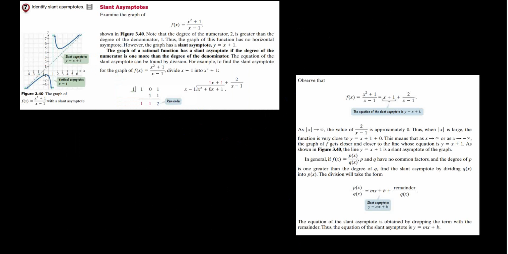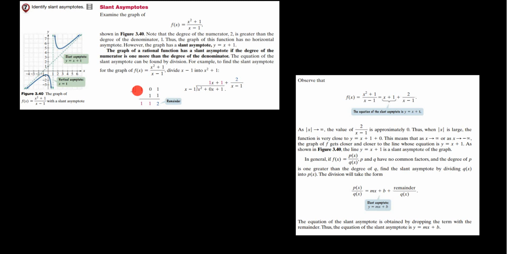So the graph of a rational function has a slant asymptote if the degree of the numerator is 1 more than the degree of the denominator. It must be, and it can only be, 1 more. If that's the case, the equation of the slant asymptote can be found by division. For example, to find the slant asymptote for the graph (x squared plus 1) over (x minus 1), we divide x minus 1 into x squared plus 1. Since this is a first degree polynomial, we're able to do synthetic division.